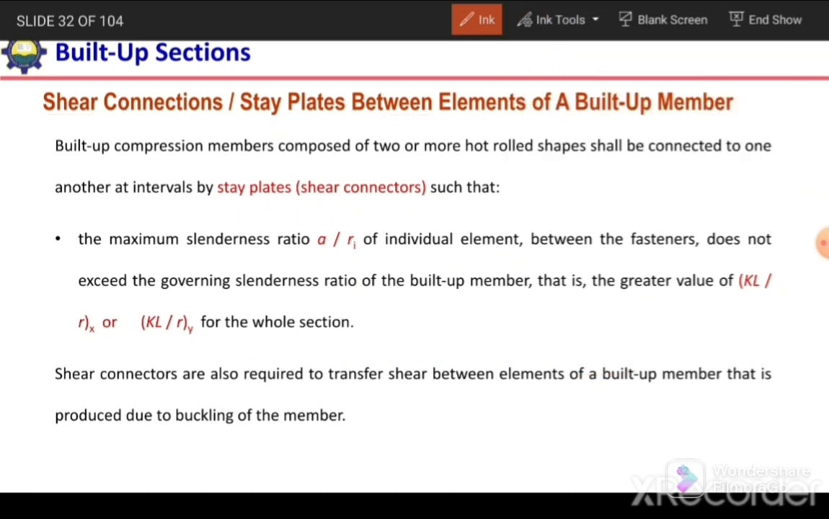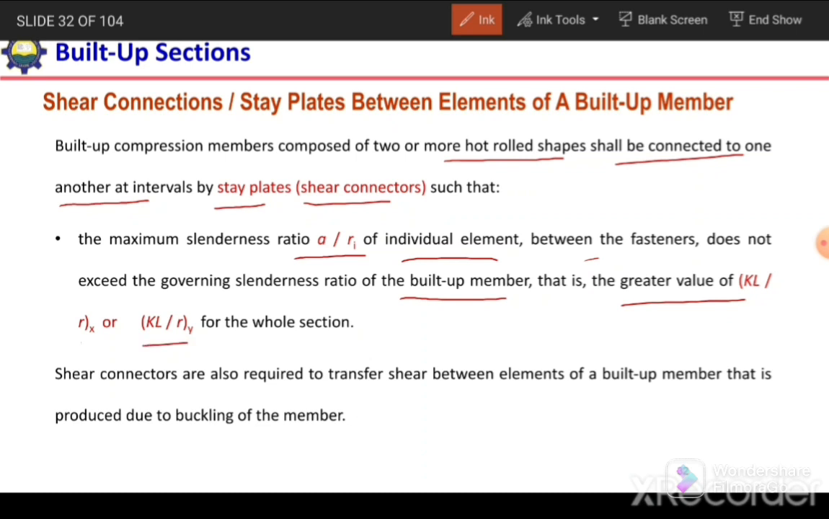So the built-up compression member composed of two or more hot-rolled shapes shall be connected to one another at intervals by stay plates or shear connectors such that the maximum slenderness ratio a over Ri of the individual element between the fasteners does not exceed the governing slenderness ratio of the built-up member, that is the greater value of KL over Rx or KL over Ry. So what does it mean?